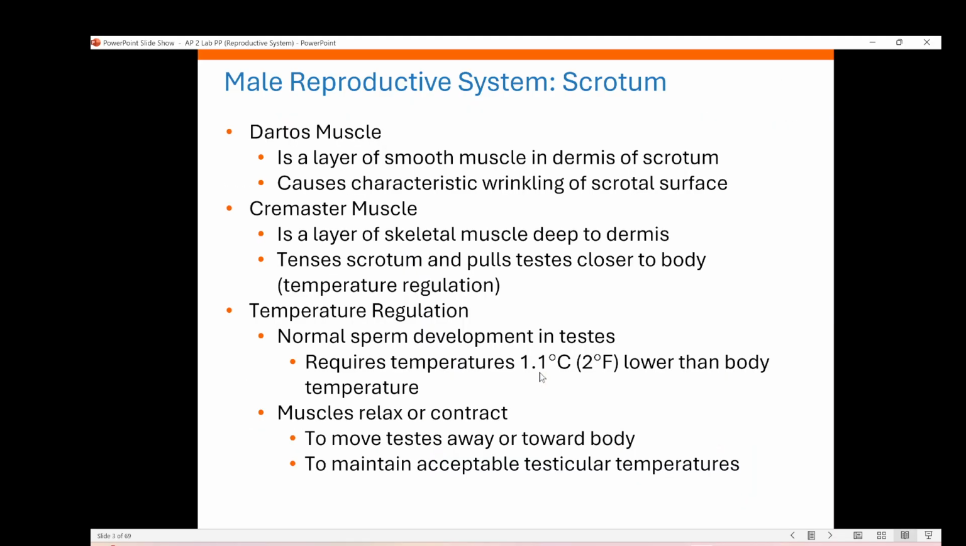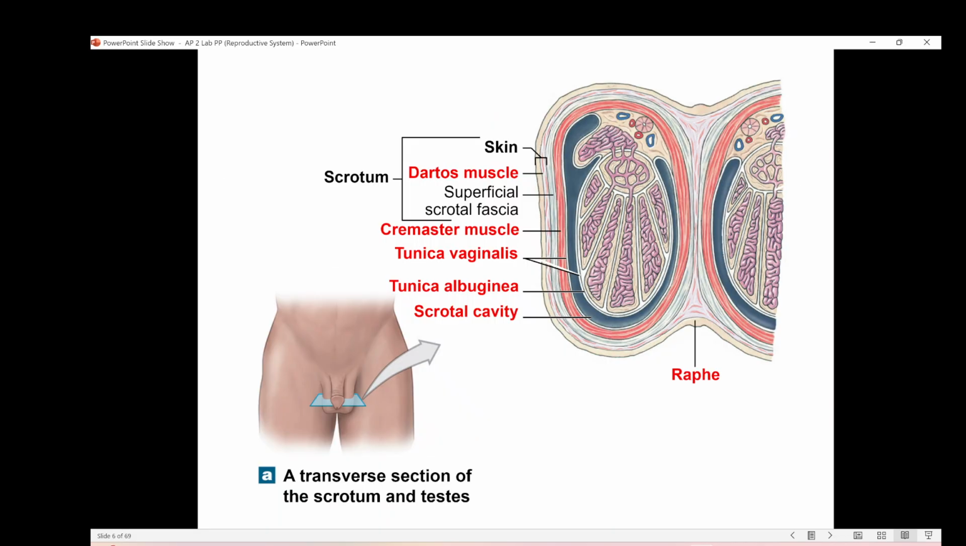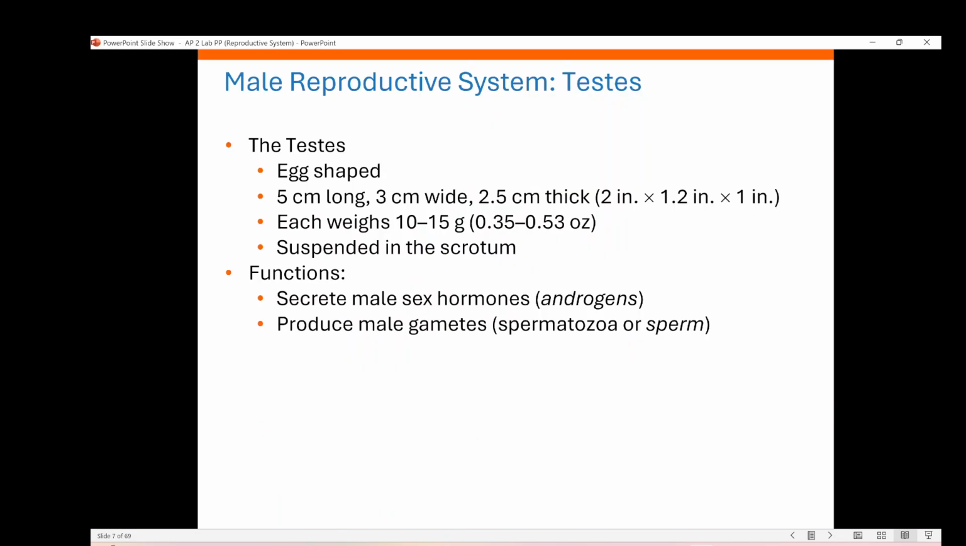Okay, let's make sure we got everything. Good. The testes, so we said they are suspended in the scrotum. They're egg-shaped, just a little bit of Trivial Pursuit stuff. They're about 5 centimeters long, 3 centimeters wide, and about 2.5 centimeters in thickness. And they weigh about half an ounce. And the main thing is they are suspended in the scrotum.